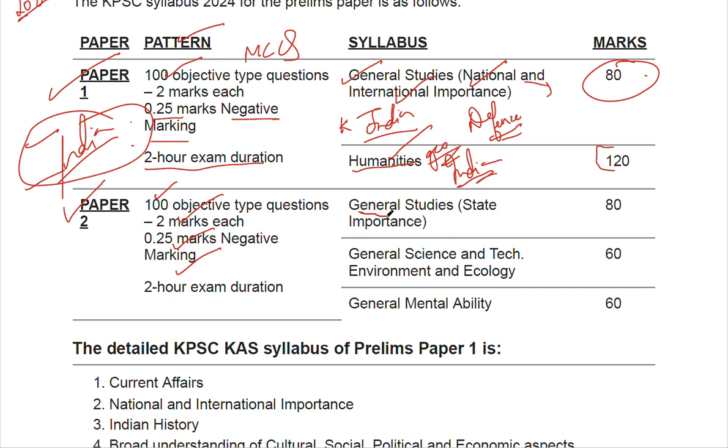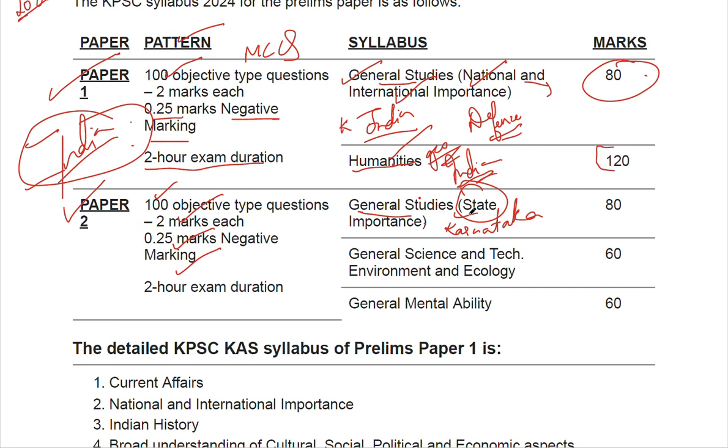Now let's see here. Here you see general studies. Can you see here? Here also they have given general studies, but here we are going to speak about state importance. What is our state, students? We are going to be studying about Karnataka, because we live in Karnataka state and we are writing this exam for Karnataka. So we have to know everything about Karnataka.